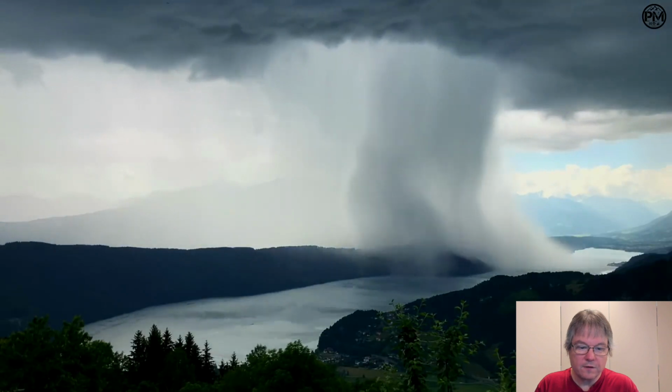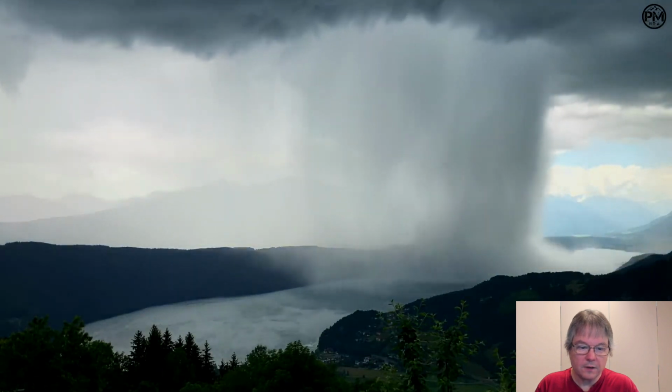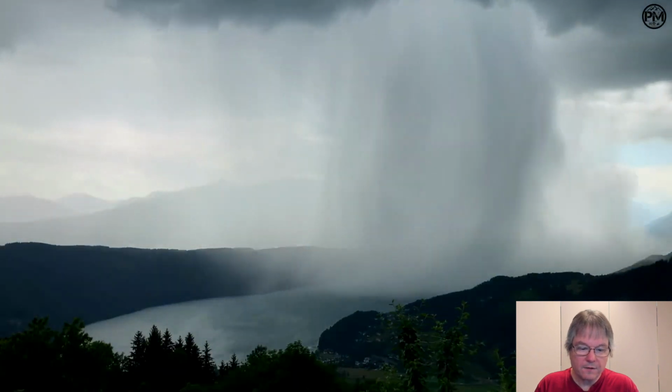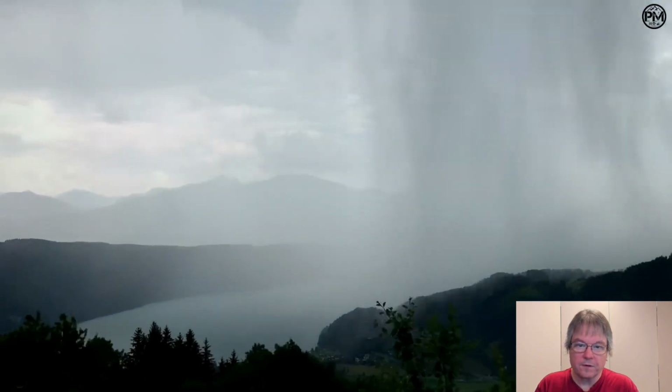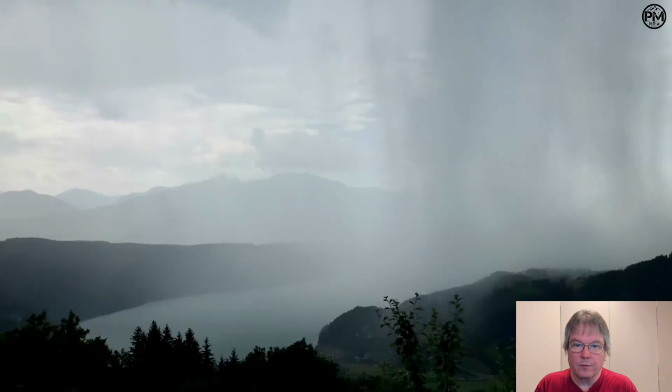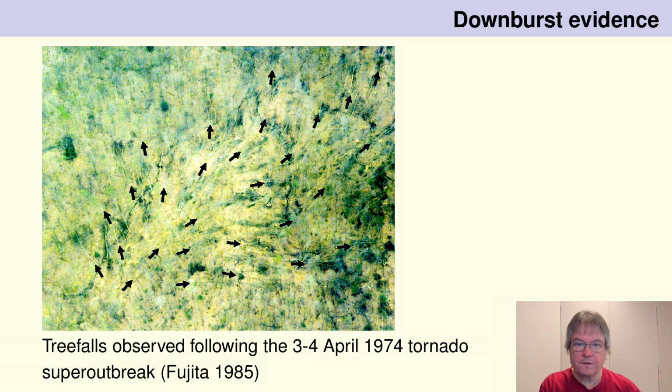And you can even see some interesting shear instabilities occurring along the leading edge of the rain as it falls down to the ground. So this is what it looks like in nature, some classic downburst thunderstorms, or thunderstorms that might produce them. Now, Fujita studied the damage patterns left over by downbursts. So here we go with some tree falls that were observed in 1974.